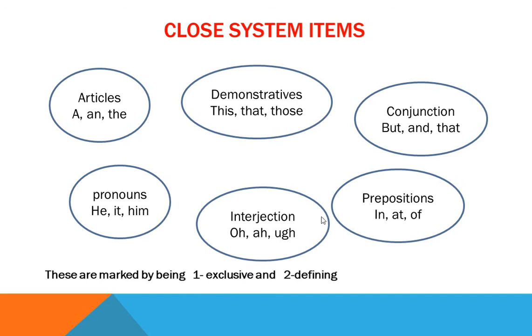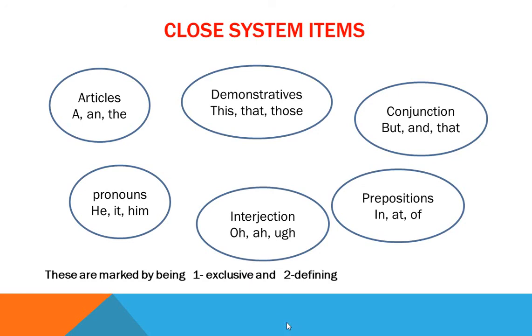while the use of closed system items is exclusive. It means that the use of one item excludes the use of another. And these are also defining. It means that the meaning of one item is meaningless out of context. We need this item to be used in a sentence so we can recognize the meaning of each item.